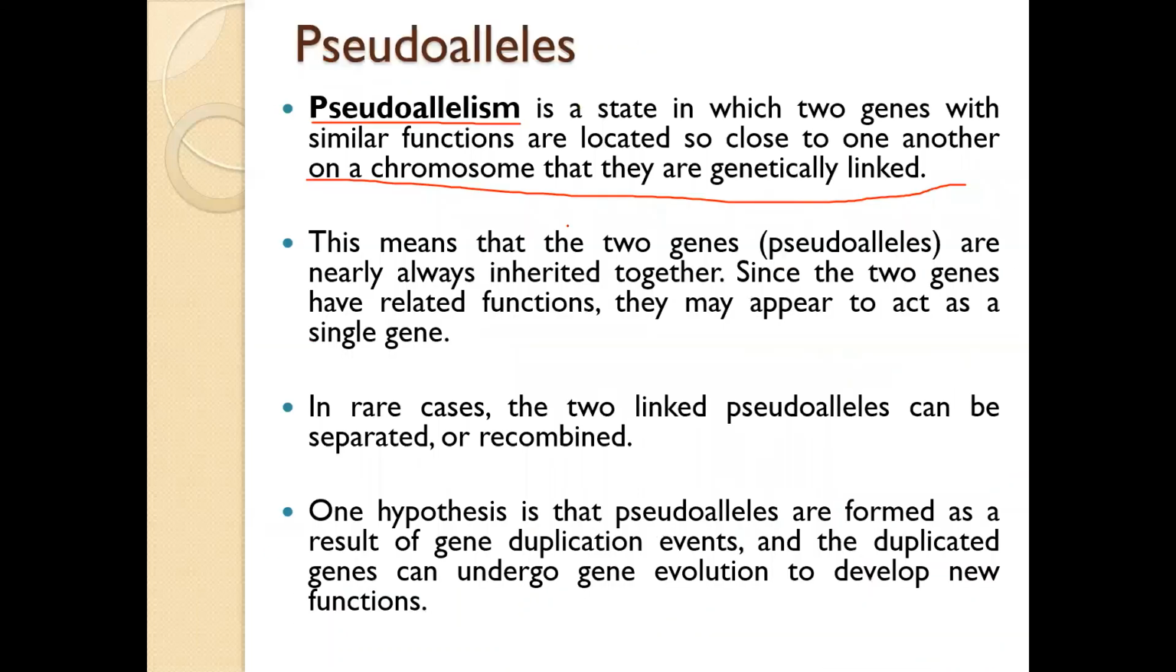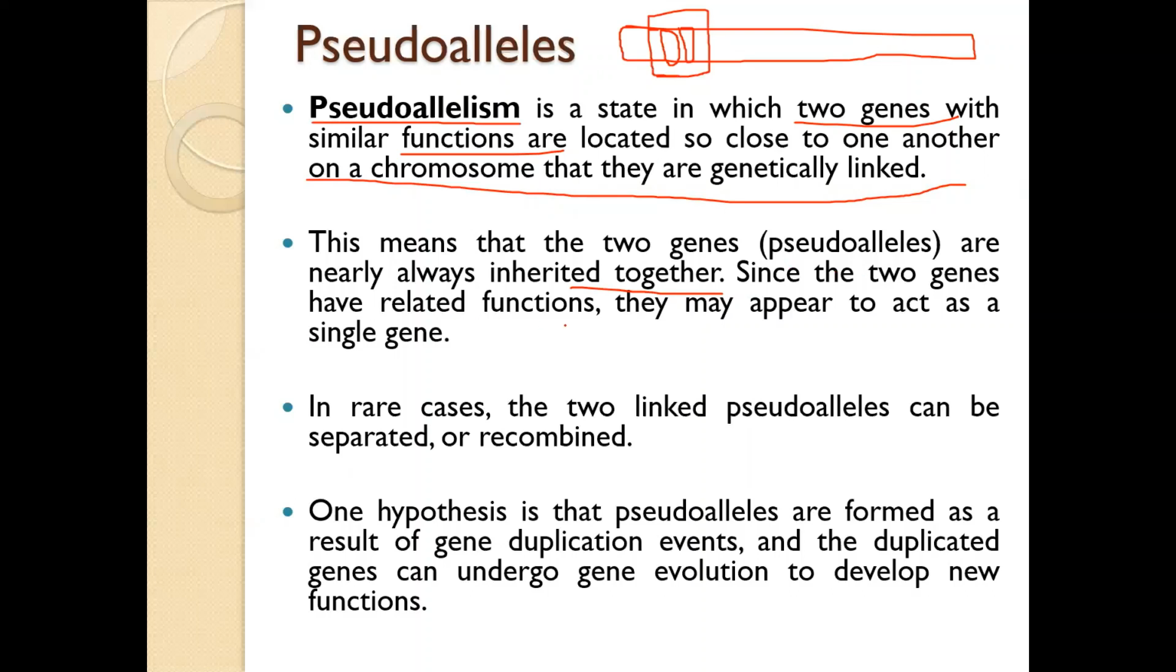But in the case of pseudoalleles, two genes with similar functions are located so close that they are genetically linked. This means that two genes are nearly always inherited together if they are genetically linked. Like if this is a chromosome, if one particular gene is present here, another is present closely here. So when they are inherited, both of the genes are inherited together. They are always inherited together.